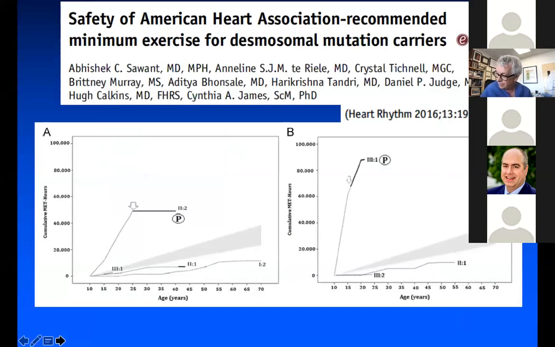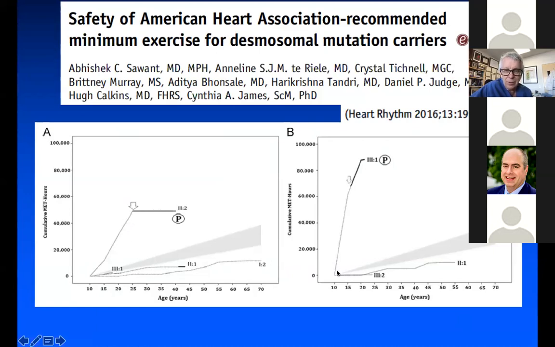Now, this is a nice little study we did of PKP2 families where we took a lifetime exercise history. Here's the program. This is lifetime MET hours, like your odometer in your car. So the proband started at the age of 10, is exercising like heck, gets sustained VT, gets diagnosed with ARVD, stops exercising. And here are his siblings who have the same mutation but didn't exercise. These are the AHA recommended exercise. So you look at that, it's unbelievable.